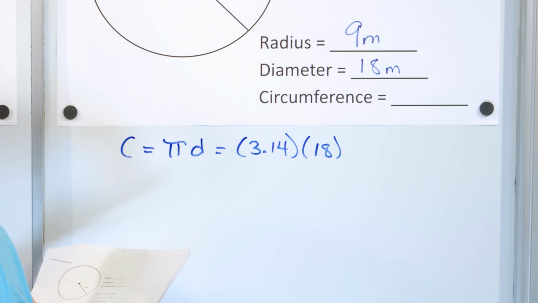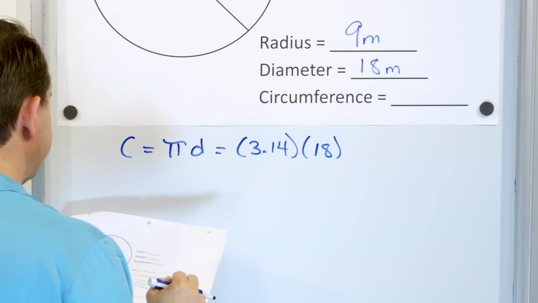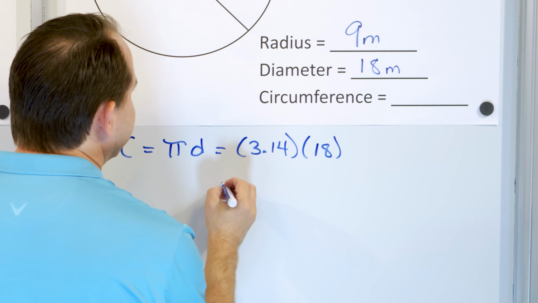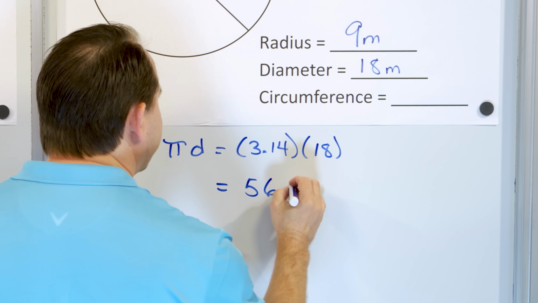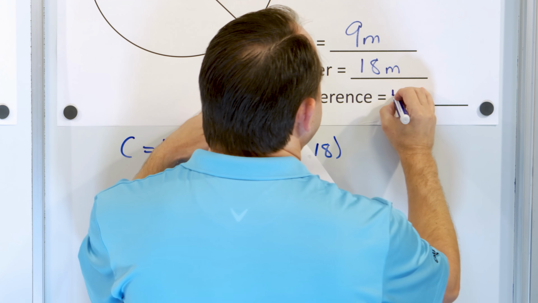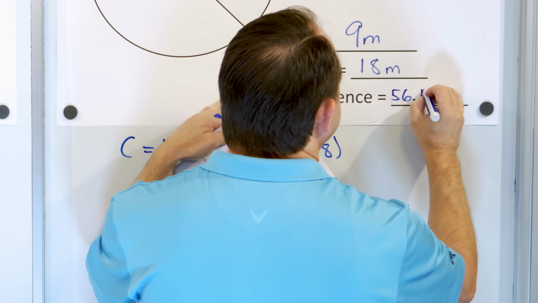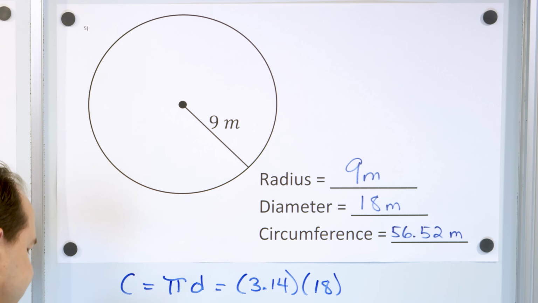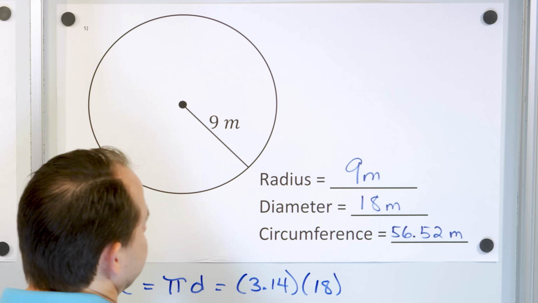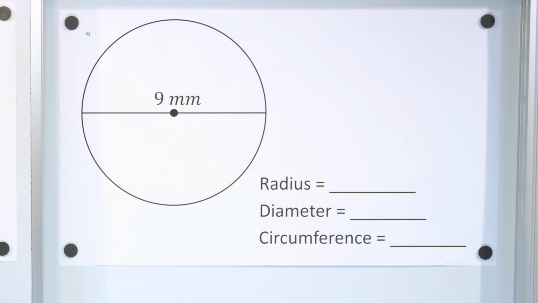Now we just did the long multiplication there, so here the 18 times 3.14, I'm not going to do the long multiplication out, works out to be 56.52. So 56.52, and again, it's meters. Same distance all the way around, it's just a distance in meters, 56.52. And here is our last problem.